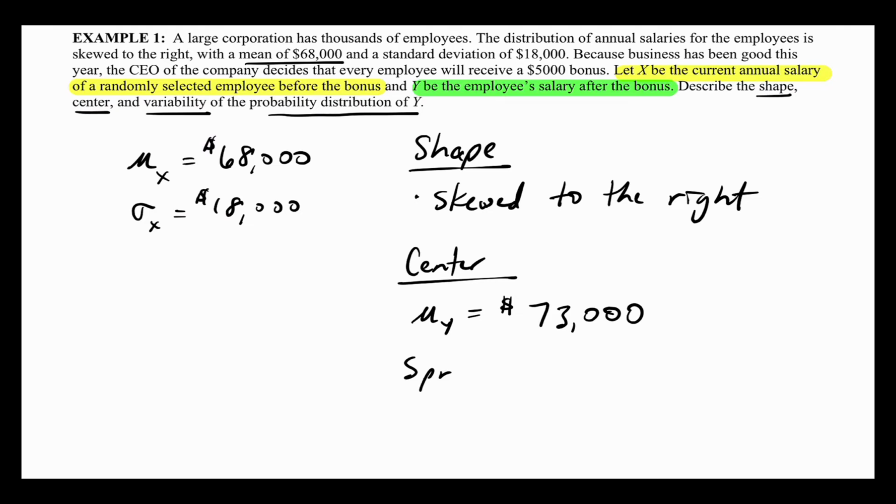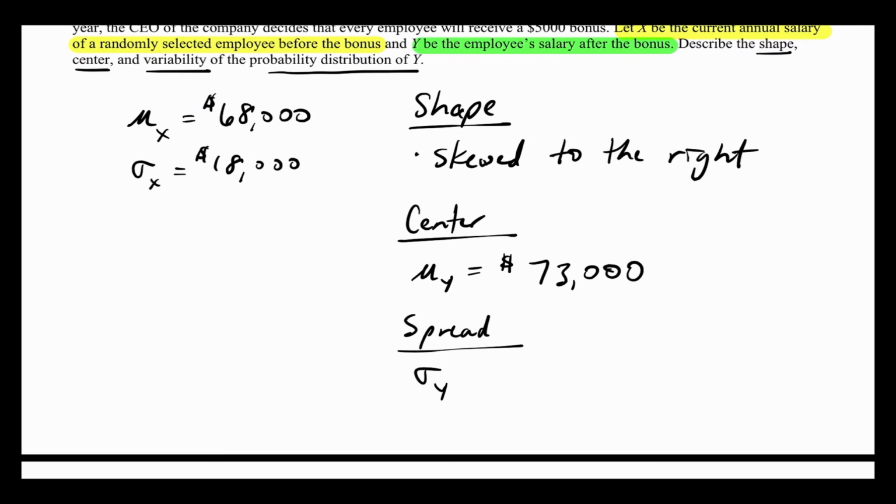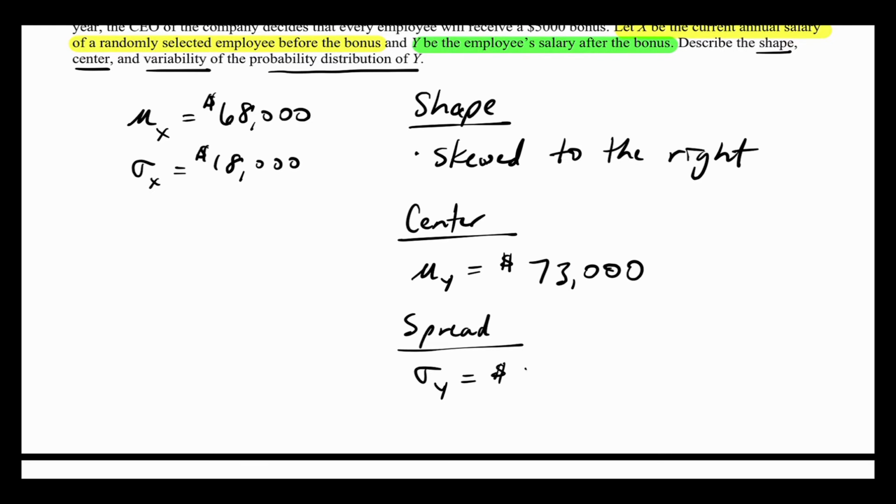Spread, variability. Spread and variability are the same thing. When we talk about spread or variability, which statistic are we referring to? Standard deviation, IQR, range, those things. Well, we only know anything about standard deviation; variance is another one. Since they only tell us standard deviation, we're going to use that one. What is the standard deviation of the salaries after the bonus going to be? Still going to stay the same because everyone got the bonus. Nobody broke away from each other.